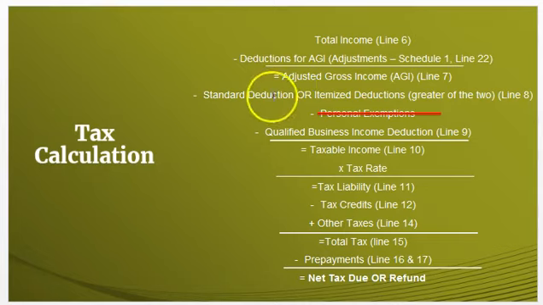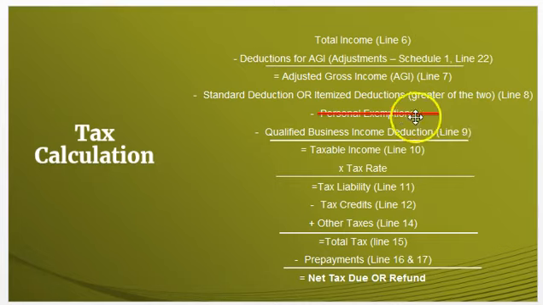We can deduct what we call the standard deduction or itemized deductions. And we take the greater of the two, and that goes on line 8. We will learn about what is the standard deduction and what are itemized deductions throughout this training. Next, we subtract out qualified business income deduction, and that we find on line 9. Now that is a new deduction this year for those taxpayers who have qualified business.